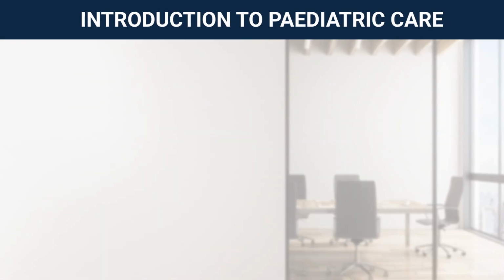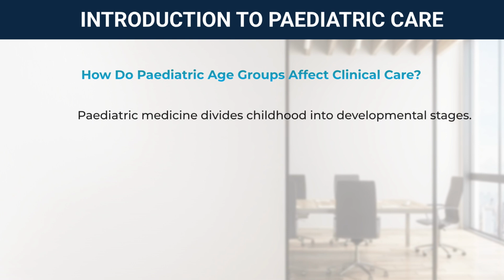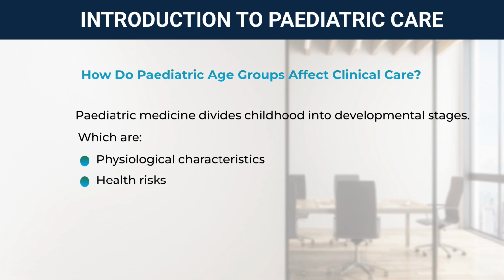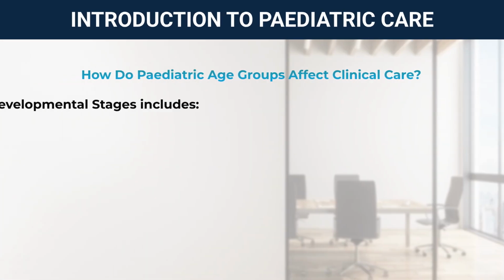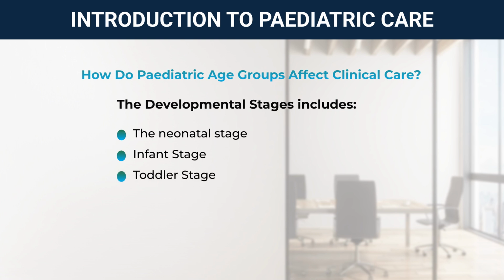Now, let's take a look at how pediatric age groups affect clinical care. Pediatric medicine divides childhood into developmental stages. Each stage has unique physiological characteristics, health risks, and communication needs. The developmental stages include: A. The neonatal stage. B. Infant stage. C. Toddler stage. D. Preschool and school-age children. And E. Adolescence.